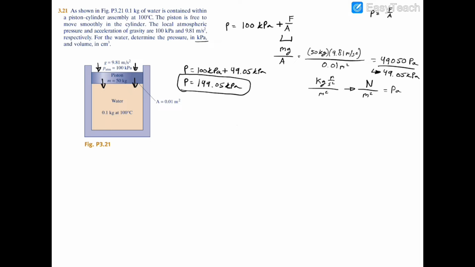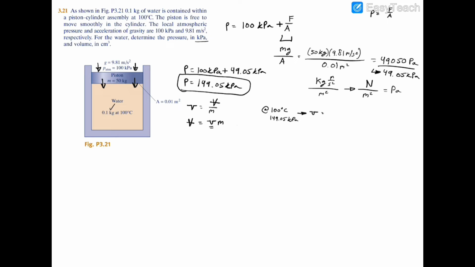So next we have to find the volume. To find the volume, if you recall, we'll do some thermo here. The specific volume equals the total volume divided by the mass, right? If you rearrange this, you'll find that the volume equals the specific volume times the mass. We already have the mass, 0.1 kilograms, but we're looking for the specific volume now. To find the specific volume, we know that we have a temperature of 100 degrees Celsius and a pressure of 149.05 kilopascals, right? Using these two, we should be able to find the specific volume.